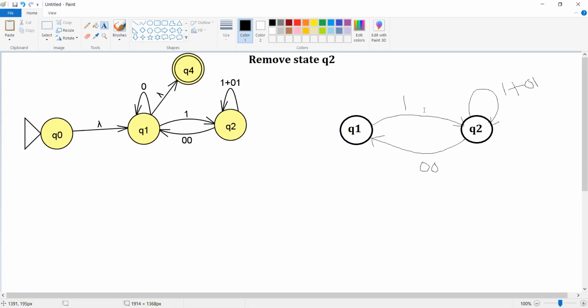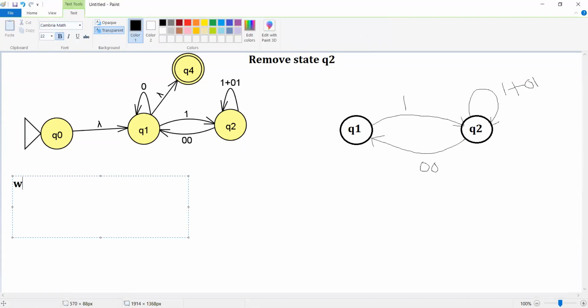Okay, now there is one very important point. Please everybody keep it in mind that while removing any state, if the state consists of a self loop. What do you mean by self loop? Self loop is nothing but a transition to the same state itself. Now you can see here on Q2 to Q2 we have a transition on 1 plus 01. That's what we mean by self loop.